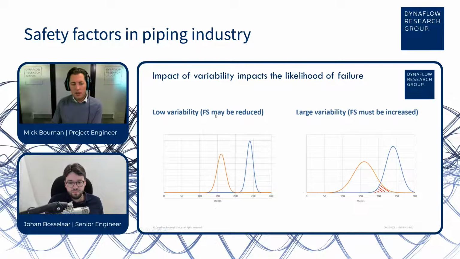That means that you may apply a slightly lower safety factor. If you have a large variability, then the amount of overlap is also quite large. So then you would need to increase the amount of safety. And by increasing the amount of safety, you are in principle separating these two probabilities from each other, and you're separating the average values from each other.